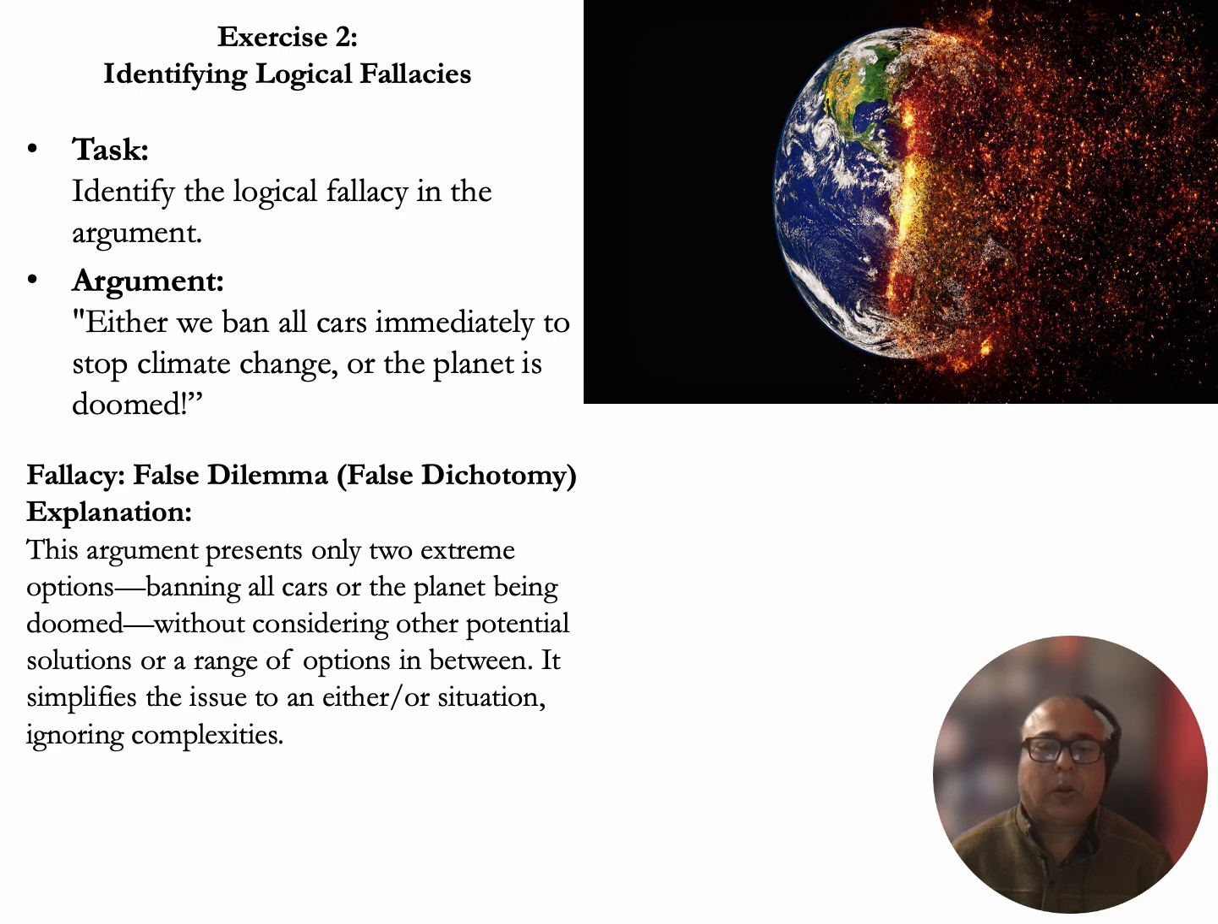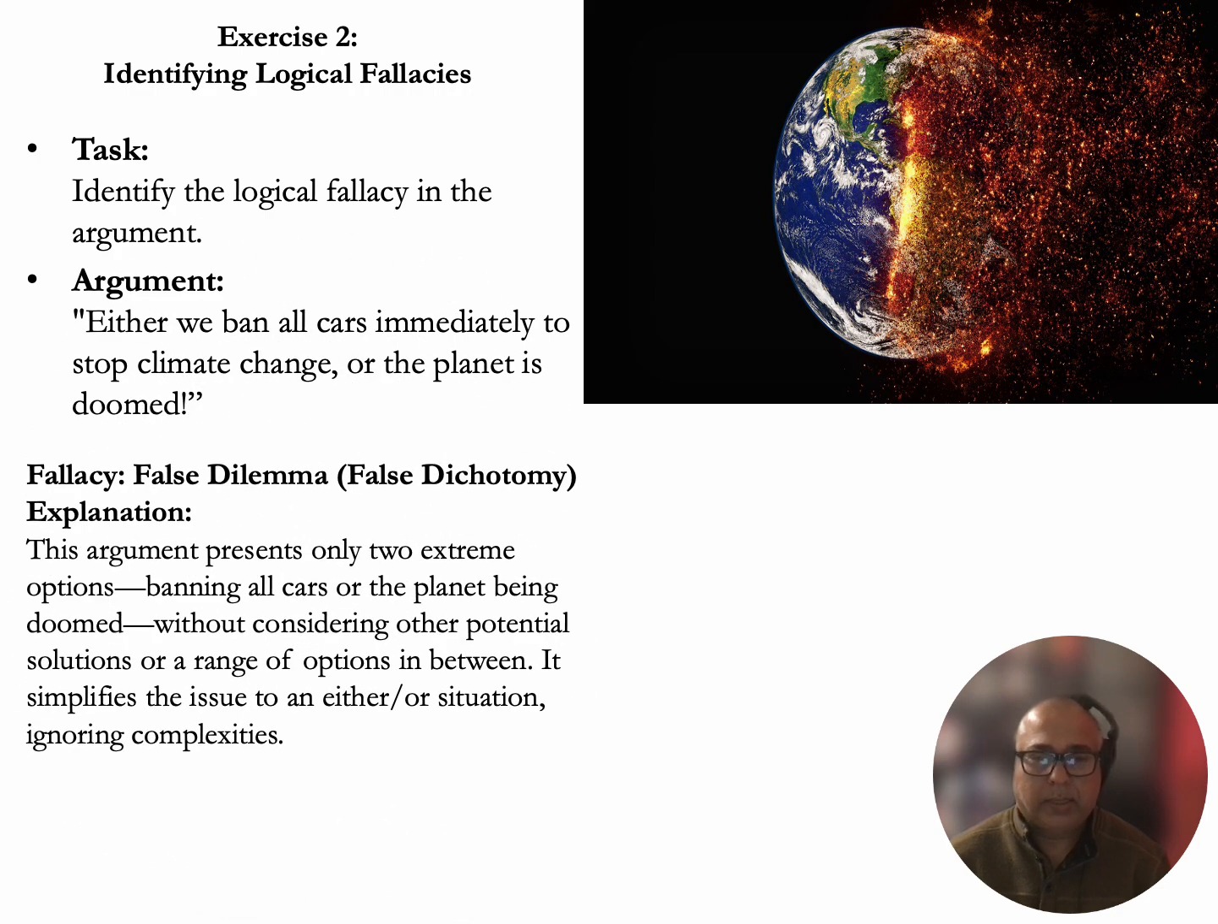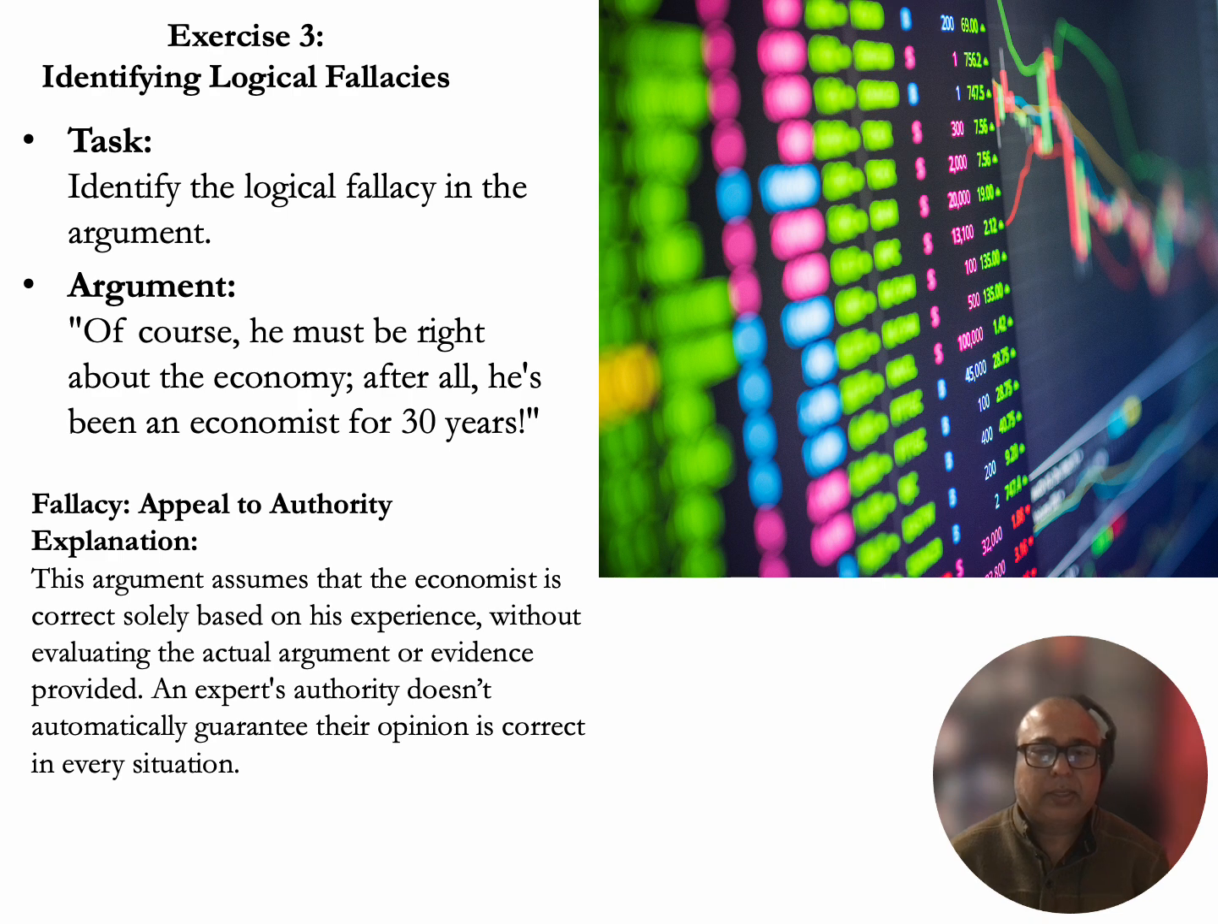Either we ban all cars immediately to stop climate change, or the planet is doomed. There's an explanation for it, why it is incorrect or faulty reasoning. Yeah? Great. Okay, exercise 3. Again, I have given you the explanation. Your task was to read the argument.